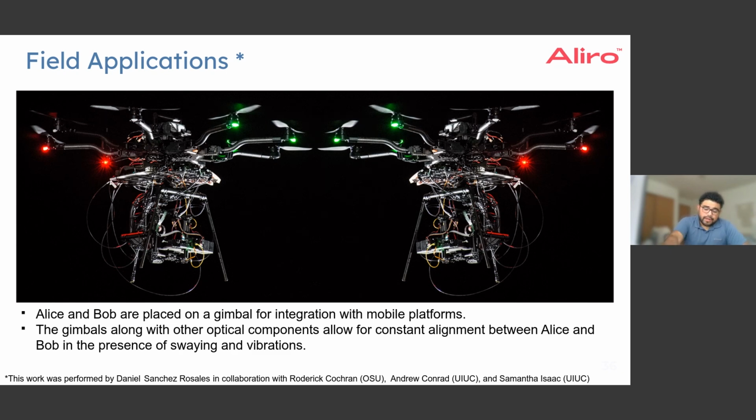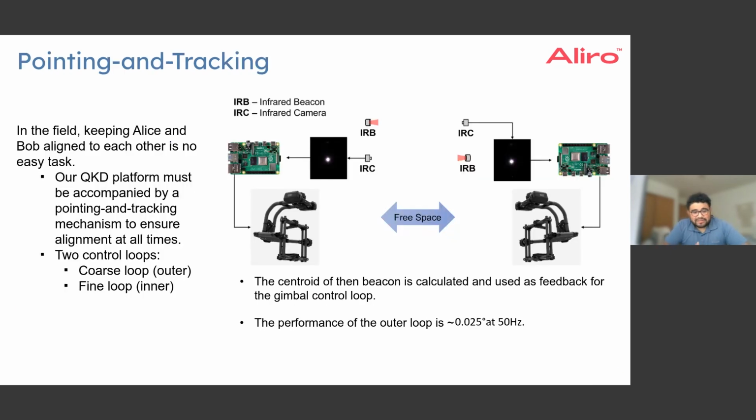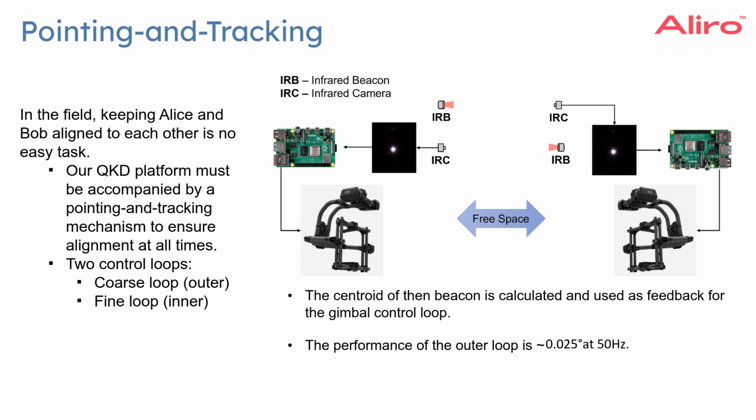And so the first task that we need to solve if we want to integrate our QKD system, which is small and well packaged, so that it can be put in these platforms, is to actually be able to keep Alice and Bob aligned to each other at all times, and we do this by implementing a pointing and tracking system that has two levels of alignment.